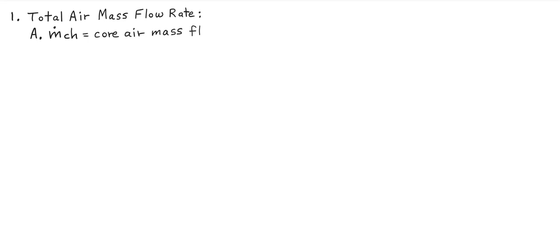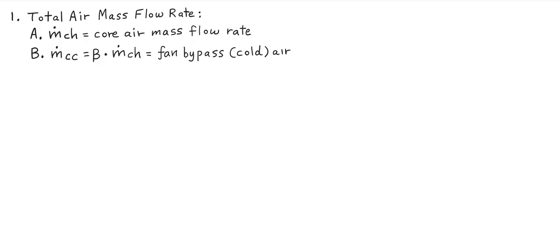So we can go over to the whiteboard. We can start with the first inquiry of 6, and that is the total air mass flow rate. So if you quantify the m dot sub ch in the literature, that would be the core air mass flow, followed by the m dot sub cc, which is the beta m dot sub ch, or the fan bypass cold airflow around the core, its mass airflow rate.